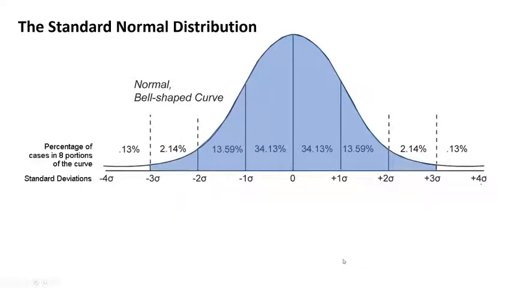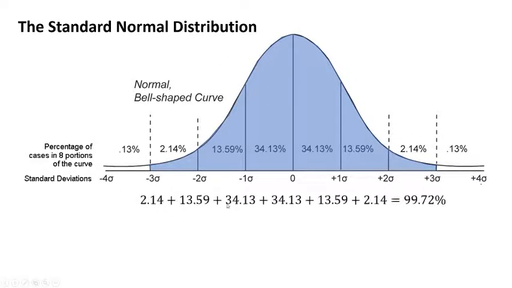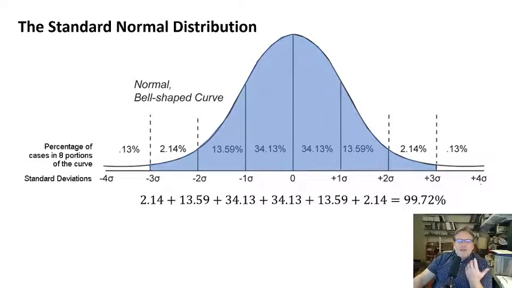Okay, you can probably guess what this next one is going to be all about. Now we're taking a look at 3 standard deviations from the mean here. Now we have to add up 6 different sections here, and we get 99.72%. Notice that we're getting closer and closer to 100% as we're going out. We're never going to hit 100%, but we're going to get closer and closer to it. 99.72% of the data is within 3 standard deviations of this mean.